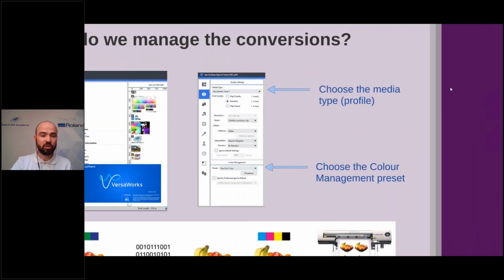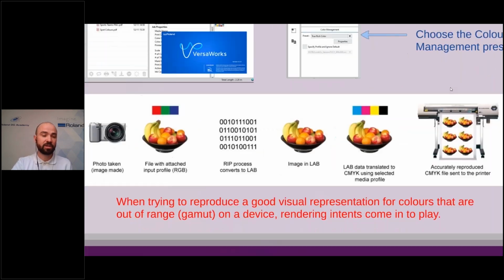So when you choose your media type, this has a profile built into it. And then we also have color management options as to how it's going to translate and interpret this data. If, for example, we are talking about RGB, as I said, this isn't just for RGB, it's for any color formats going from one device to another. But if we had a photograph taken and that had an input RGB profile, that would be ripped into lab. And then from lab, it would be translated into CMYK using the media profile.